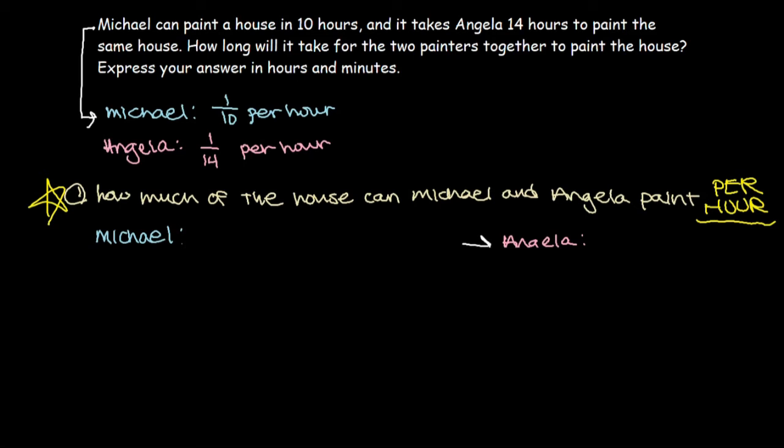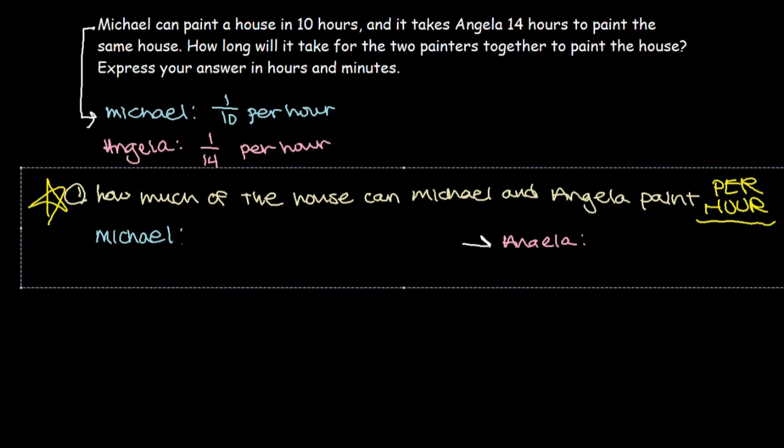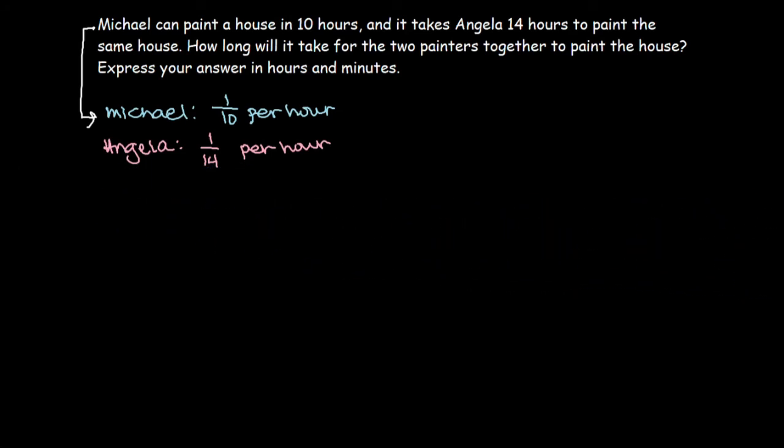And now I'm going to be talking about the second step that you need to take in solving work together problems. So the second step is pretty much self-explanatory, because as the question says, you're trying to figure out how much of the work they can do together. So what you're going to do in the second step is to figure out how much of the work Michael and Angela can do together per hour.